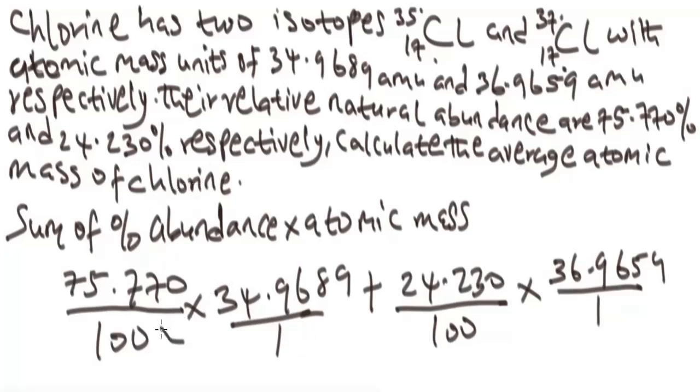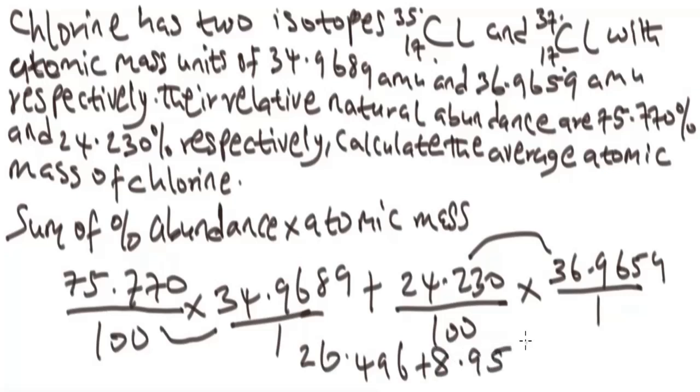Okay, so when you simplify this one, it's going to give us 26.496. Then when you approximate it to 3 decimal places, then we have plus. Let's simplify this one now. Okay, so you're going to have it to be 8.9537. So when you add the both together, we're going to have 35.453 amu. So this will be the average atomic mass of chlorine for these isotopes.